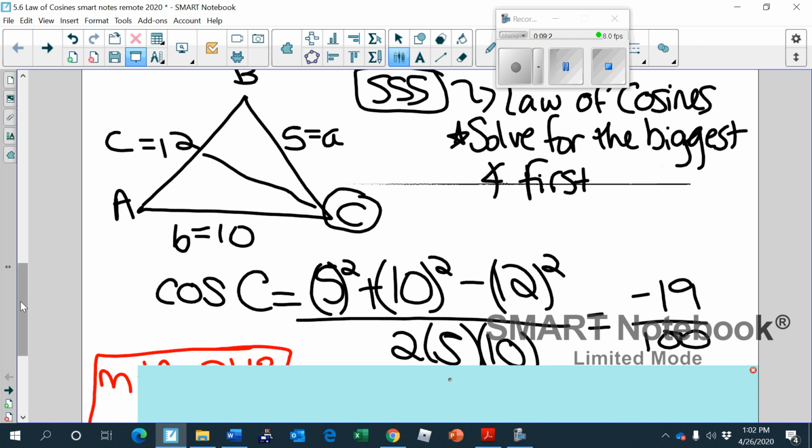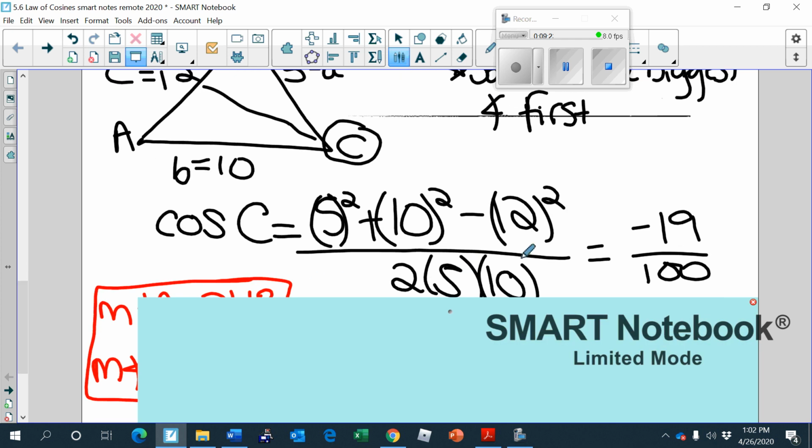Then you're going to divide by, and if you're doing this in your calculator, this whole thing has to be in parentheses. In other words, you have to do 2 times 5 is 10, and 10 times 10 is 100. So it should look like this is what you're dividing. In your calculators, don't do -19 divided by 2 times 5 times 10. It'll give you a totally different answer. So do the numerator first, you get -19, then do the denominator, you get 100.